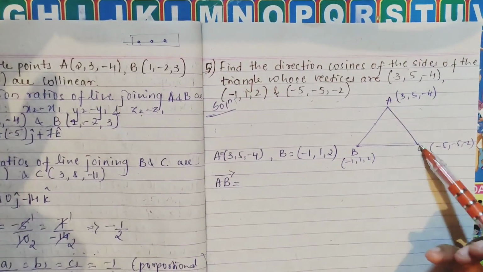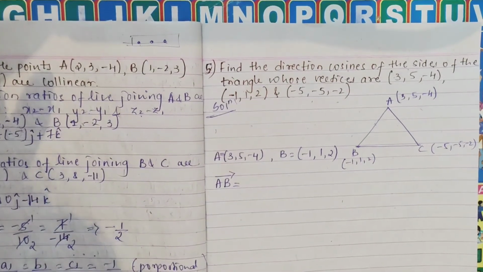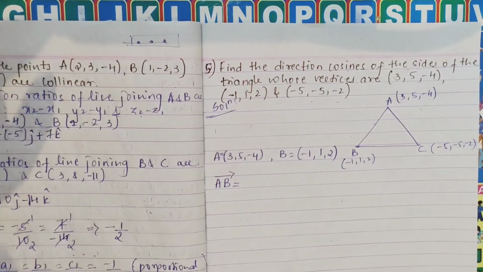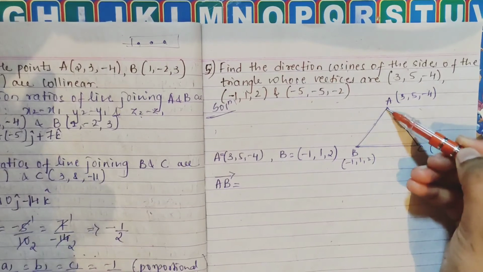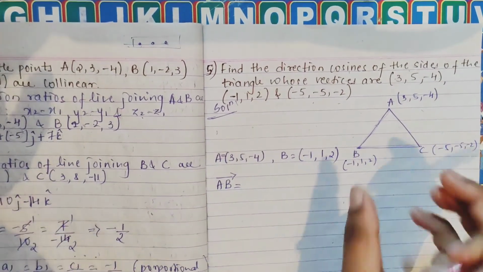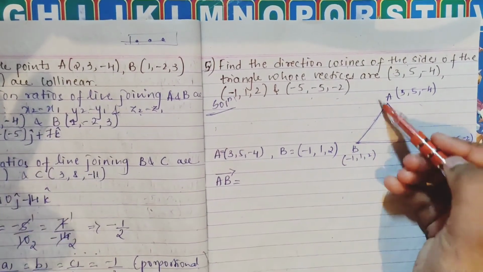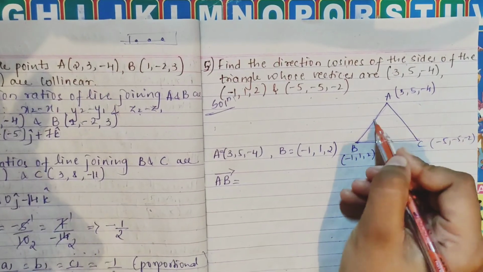So we have taken a triangle with vertices A, B, C. Here they are not asking about a line, they are asking about the sides. Which means all three sides of the triangle, so we have to go in vector form. You have to take vector AB, then BC, then CA. The direction should be the same.